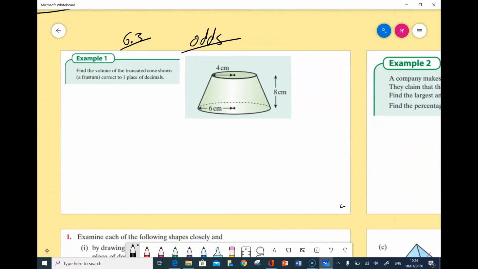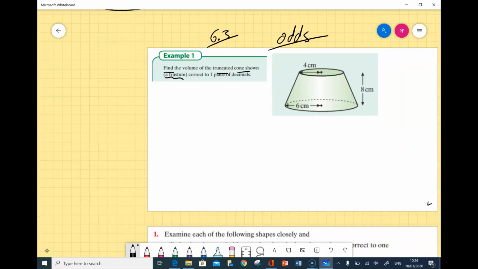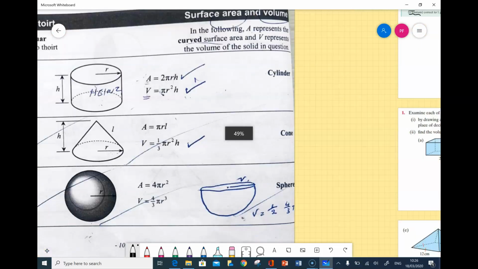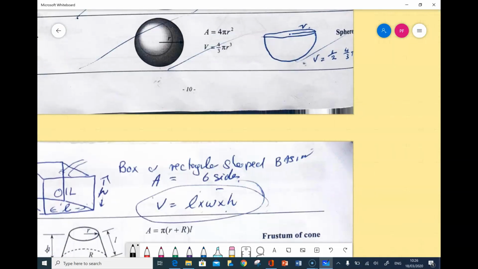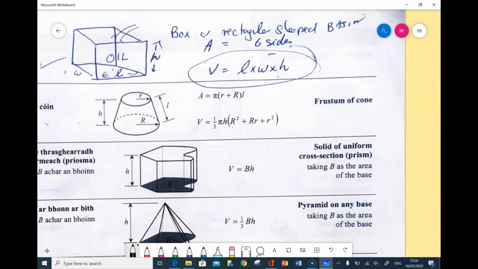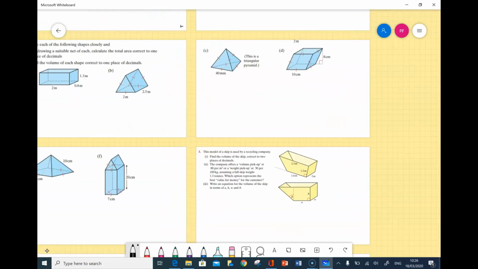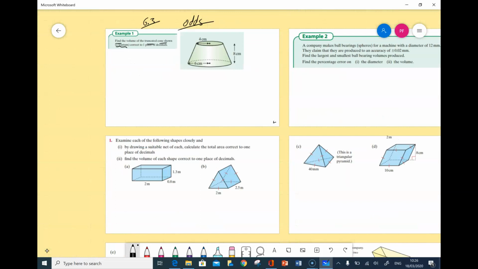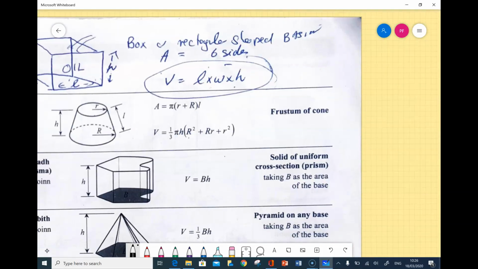Now, let's have a look at this here. Find the volume of a truncated cone, which is known as a frustum, correct to 1 decimal place. If we have a quick look at page 11 of our book of tables, we see the formula here for the volume of a frustum. Crikey, I'm sorry, I'm very asleep today.